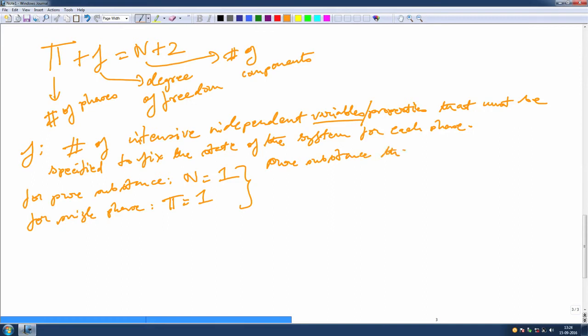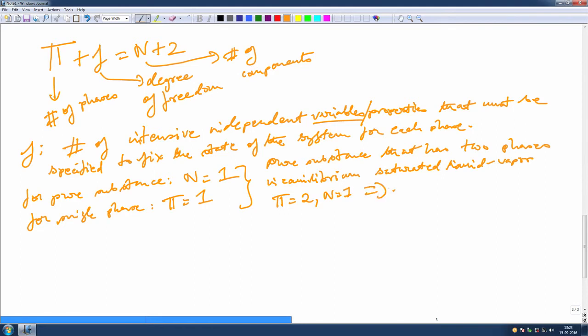Now, let us take an example of a pure substance that has two phases in equilibrium. Let us take this as an example, a pure substance which has got two phases in equilibrium, like for example, a saturated liquid vapor. This can be water and water vapor, for example. That is the easiest example that you can think of. In those cases, the number of phases is equal to 2, n is equal to 1, which leads to the degree of freedom being equal to 1.